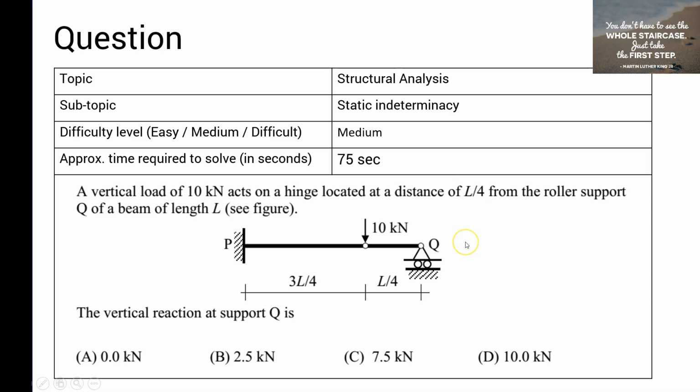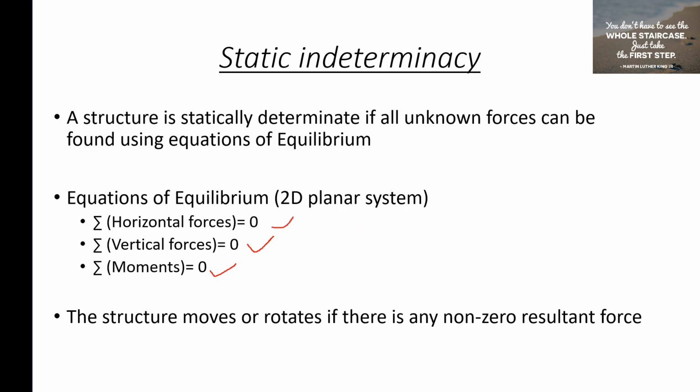In this problem, we are asked to find the vertical reaction at this support Q. What is expected from the student is that they need to know what is meant by static determinacy and indeterminacy, and then one needs to know what happens when there is an internal hinge. We will see that and we'll move on. Fine. So first we will start with static indeterminacy.